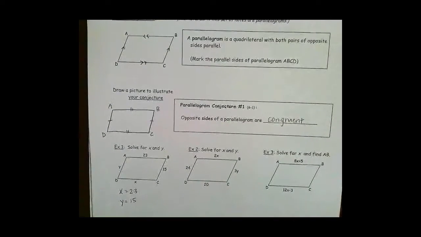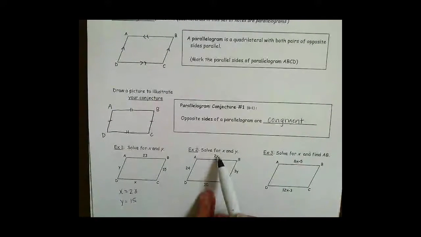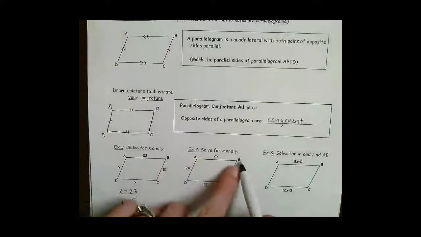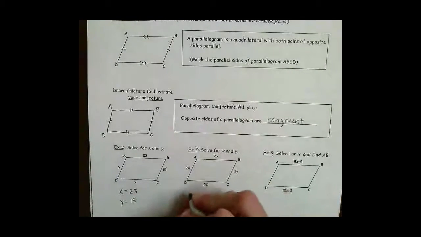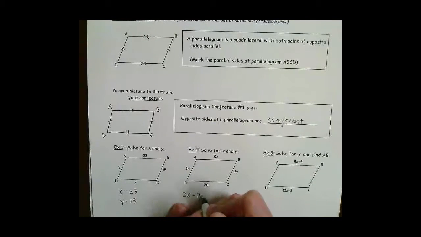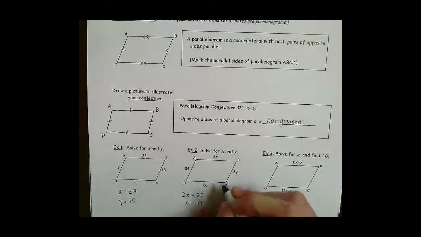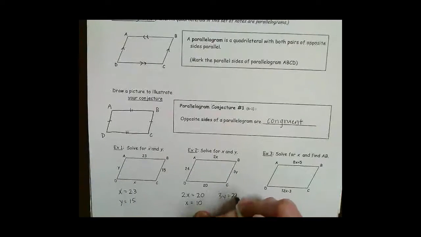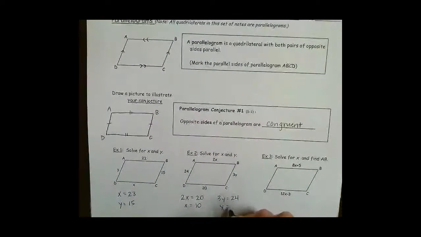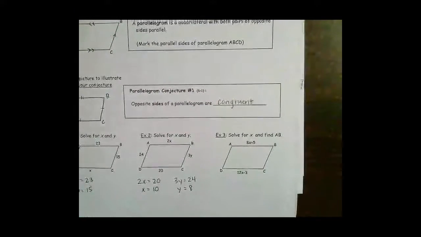Now, these are a little bit more difficult because you know that AB is equal to CD. So 2x equals 20, which means x equals 10. Just solve for x. And then on this one, you know that 3y is equal to 24. You know that y equals 8.